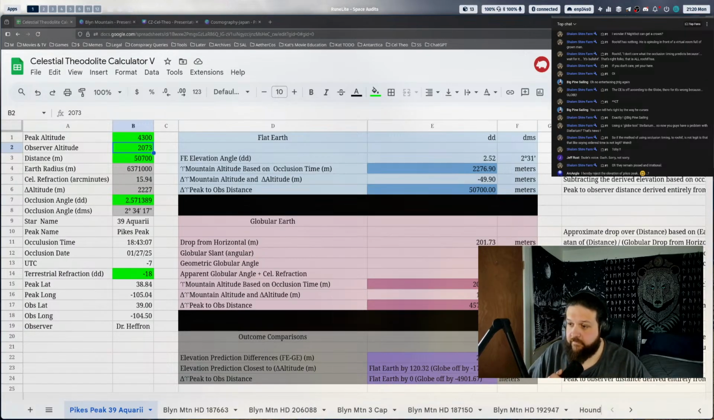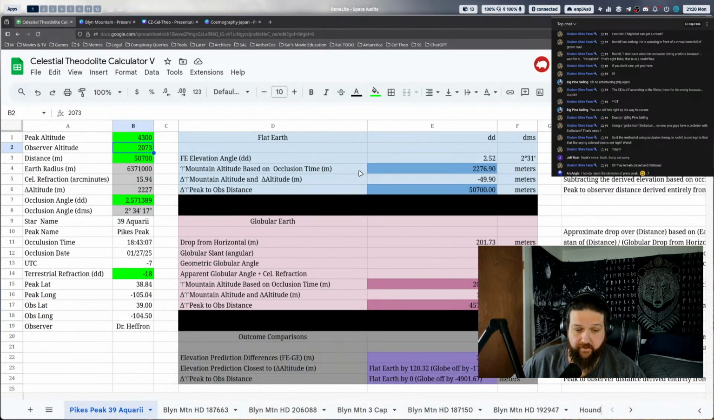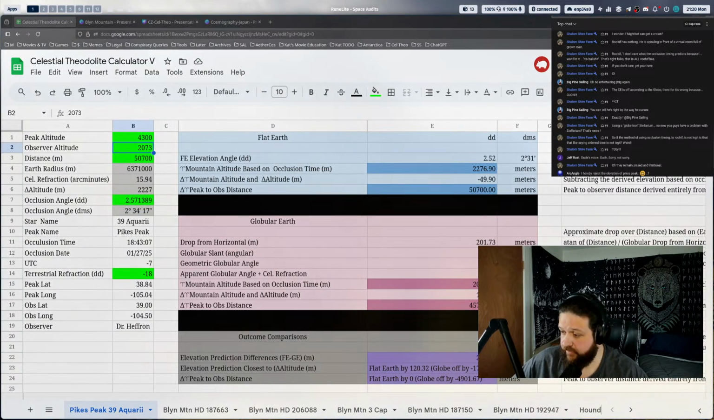So keep it up. And dude, the predicted globe drop is exactly how much they are wrong by. That's crazy. That's sweet. Yeah, you can never get... Go ahead. I might have said that wrong, but yeah, the difference in derived elevation based off of occlusion timing comes out to be what the globe expects in meters as drop over distance.